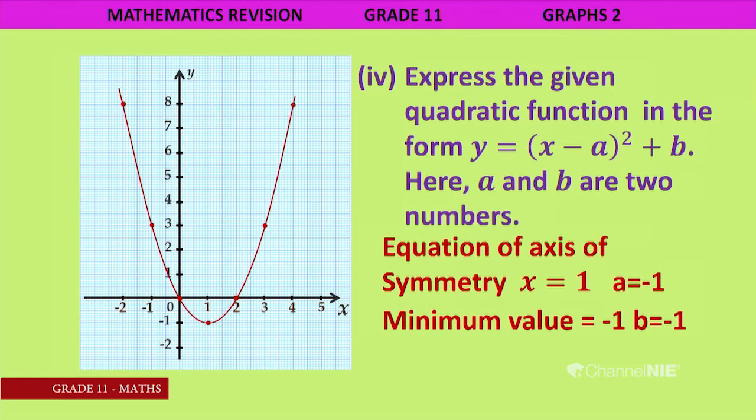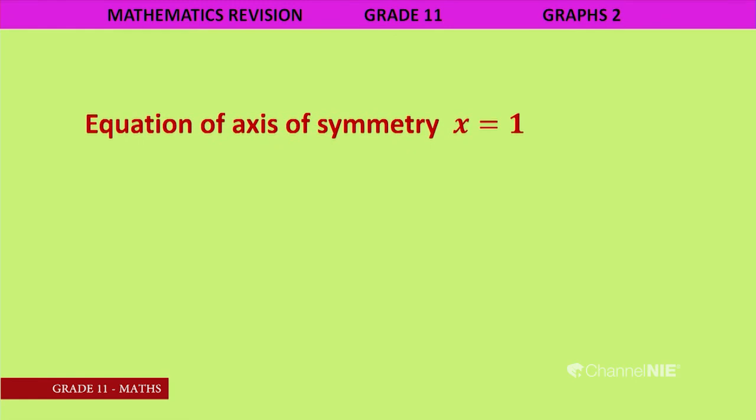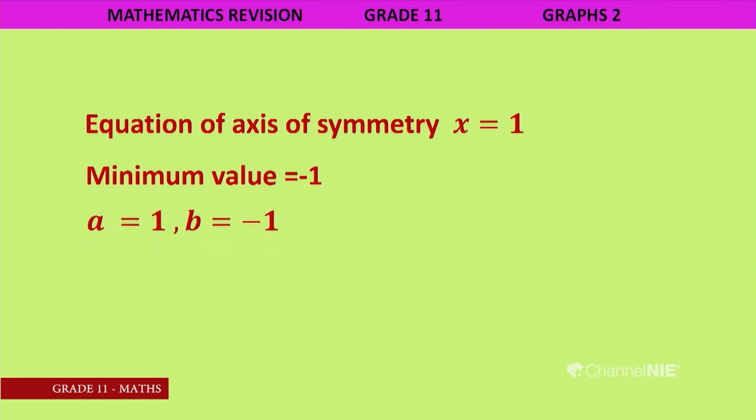Minimum value minus 1. Therefore, b should be minus 1. Then what is the equation? Y equals x minus 1 squared minus 1. Equation of axis of symmetry. Minimum value. A equals 1, b equals minus 1. Then you can write the given equation as y equals x minus 1 squared, after changing the sign, minus 1. Minimum value does not change.